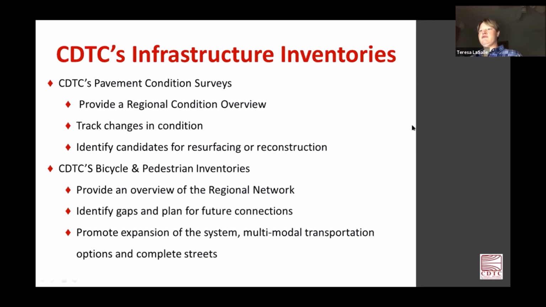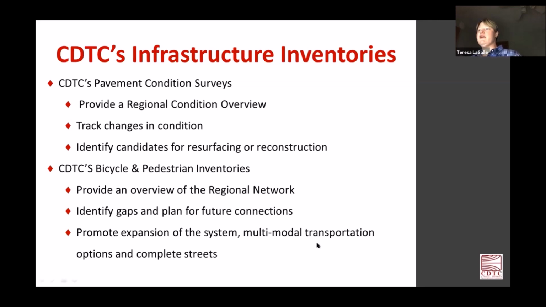Our bicycle and pedestrian infrastructure inventories help us and our member agencies to gauge the existing network of bicycle and pedestrian facilities, identify gaps, and plan for future connections. Knowing where infrastructure currently exists helps us to maintain and improve existing infrastructure, as well as to expand the system to continue to make progress on implementing complete streets, promoting multimodal transportation options, and continuing to make the Capital District a quality region. In particular, our sidewalk inventory can be used as a starting point for ADA transition plans.